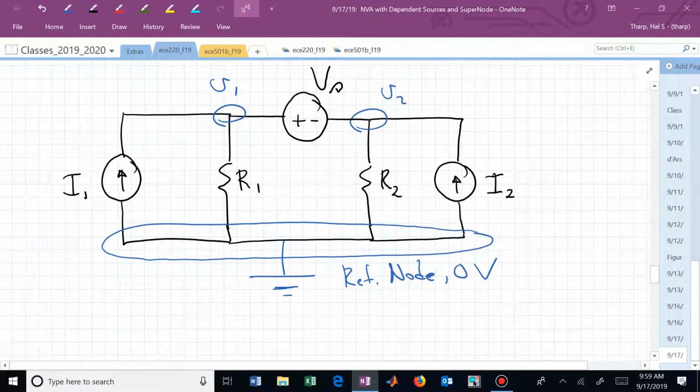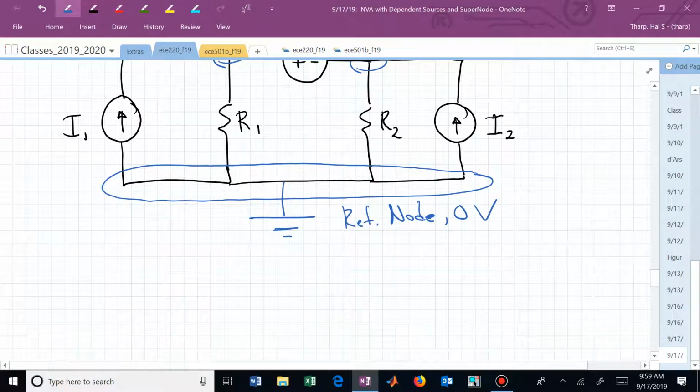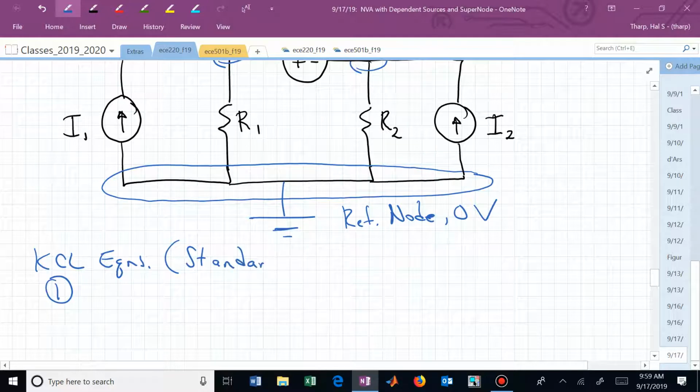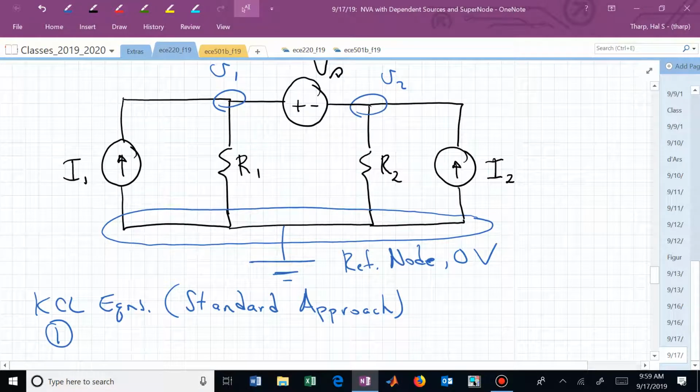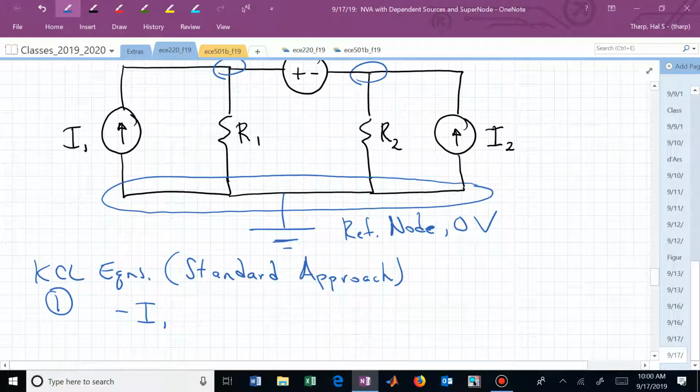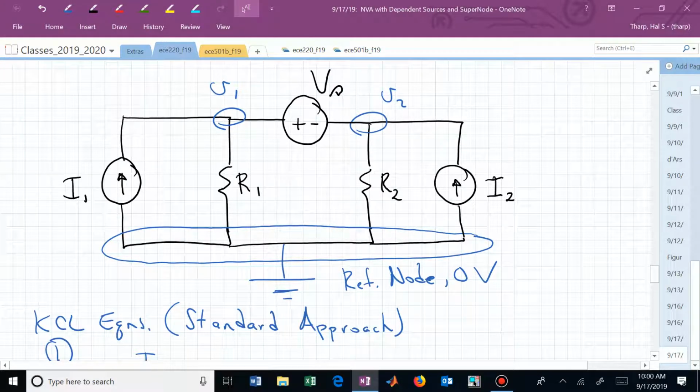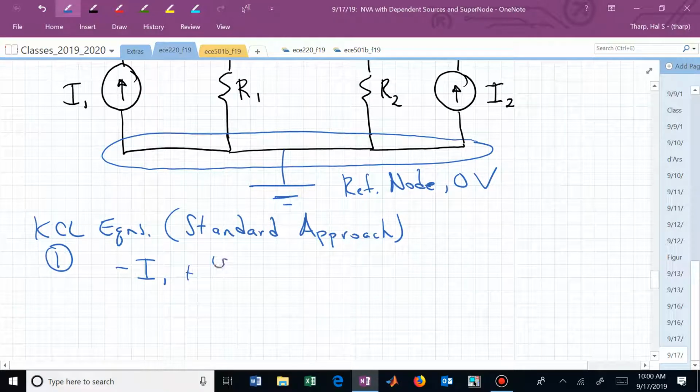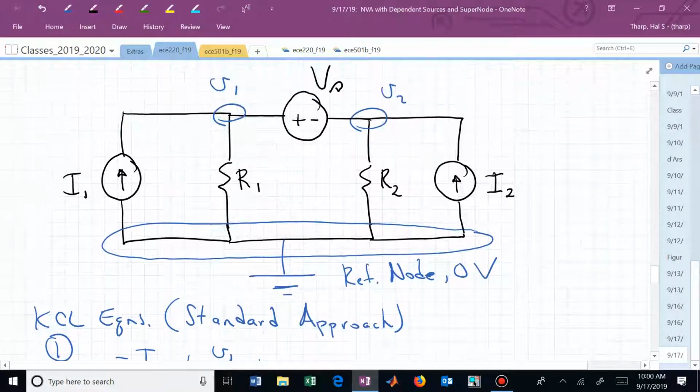Now let's just say that we are glad to be solving this, and we start solving this using the traditional node voltage analysis approach, writing KCL equations at node number 1. What's KCL at 1? I1 is coming in, so minus I1 is going out. Let's write it as minus I sub 1. Going down, V1 over R1. And going to the right.